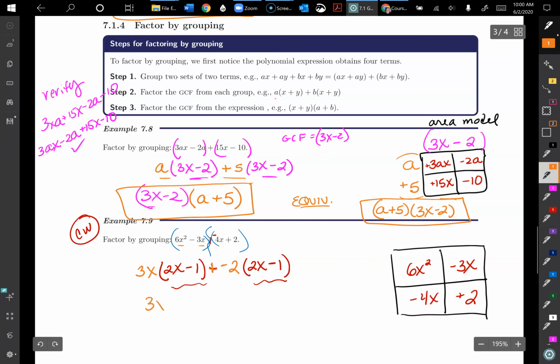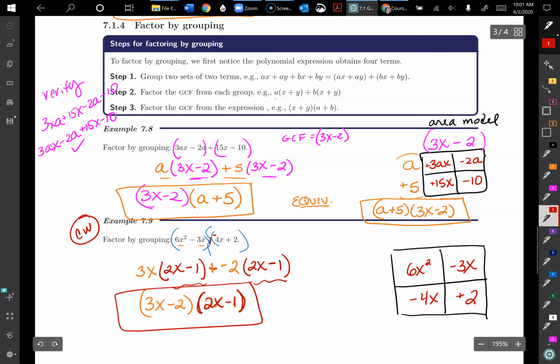So then I have 3x minus 2 in parentheses times my GCF, which is 2x minus 1. Now remember, it doesn't really matter if the binomial GCF goes first or second. It's commutative. So if I did it with the box, and you got that and want to move on, go for it. But with the box, I would pull out of the first row a 3x. Out of this second row, I would have a minus 2.